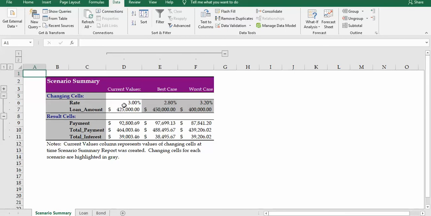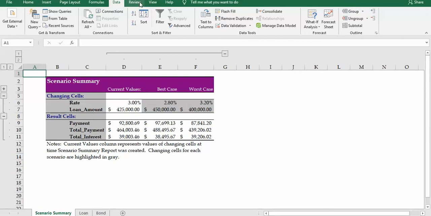scenario. If it's 3% at 425, best case is 2.8% at 450, worst case is 3.2% at 400,000. Here would be your payment. Here would be all the payments you would get. Here would be your total interest. Perhaps the problem could be with your naming.